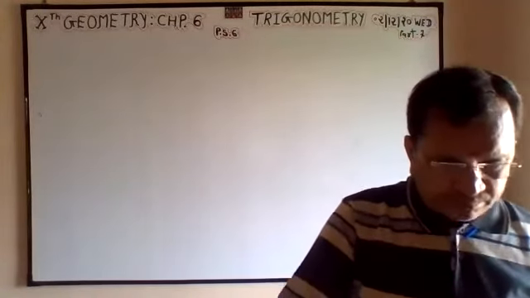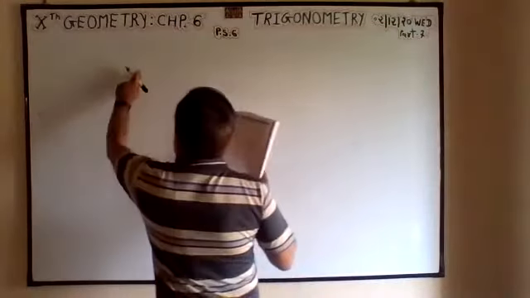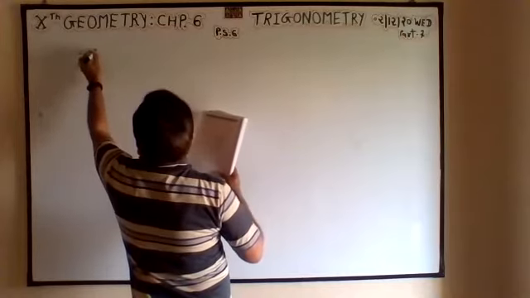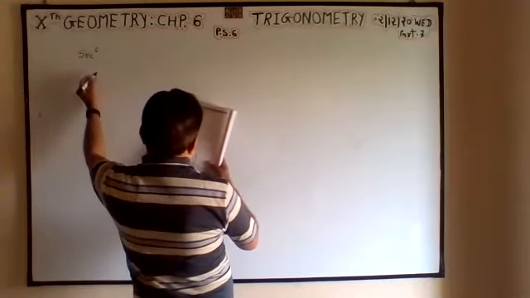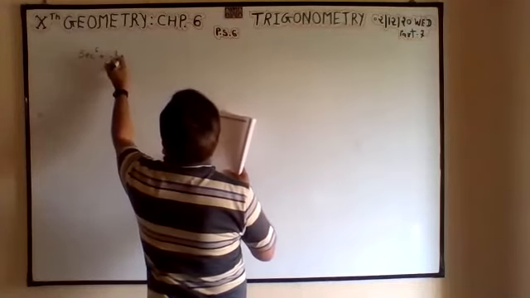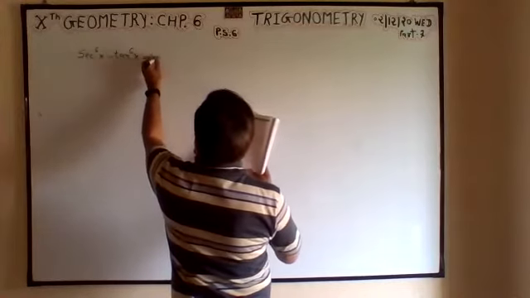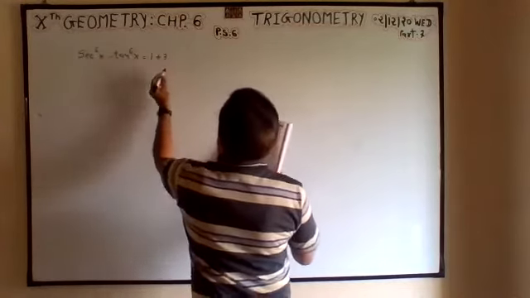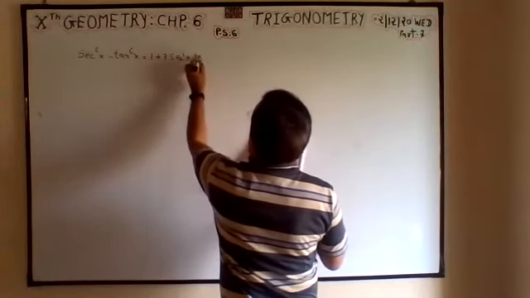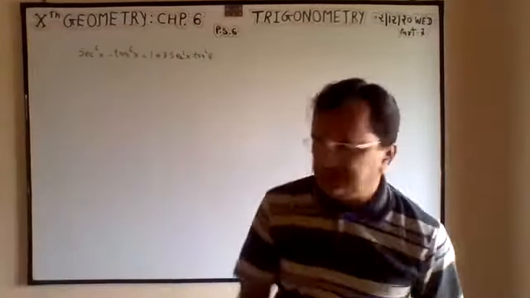Now, very intelligent question. Sec raised to 6 x minus tan raised to 6 x is equal to 1 plus 3 sec square x tan square x. Tan square x, not theta, sorry.